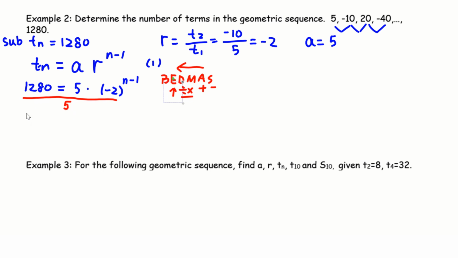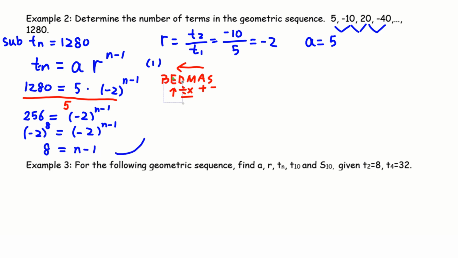1280 divided by 5 gives you 256. Then it equals negative 2 to the exponent n minus 1. Then we could guess and check. Negative 2 to the exponent what gives you 256? Guess and try, we can see it is 8. And we have negative 2 to the exponent n minus 1. So we have the same base, the powers are equal, then the exponents will be equal. So 8 equals n minus 1.